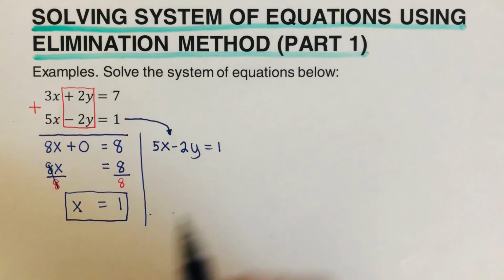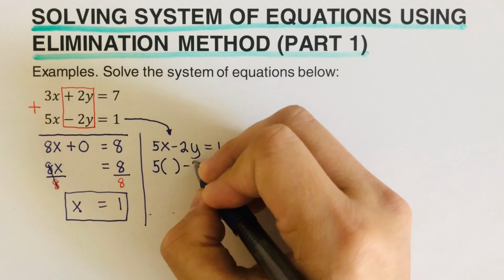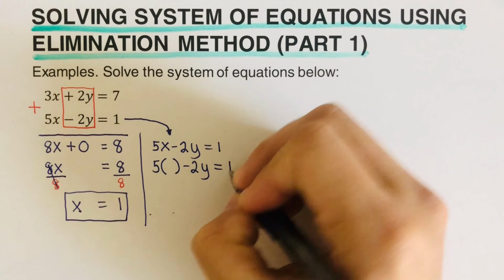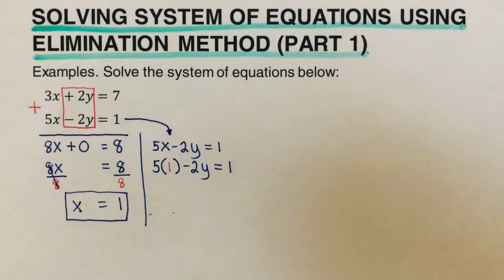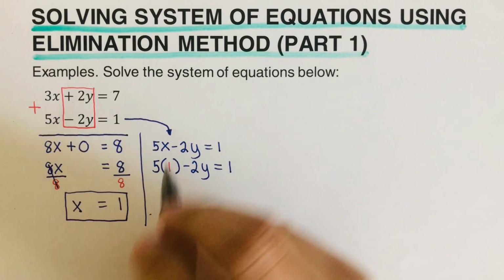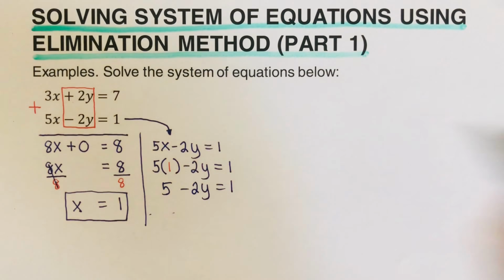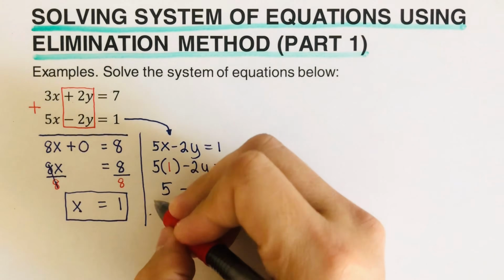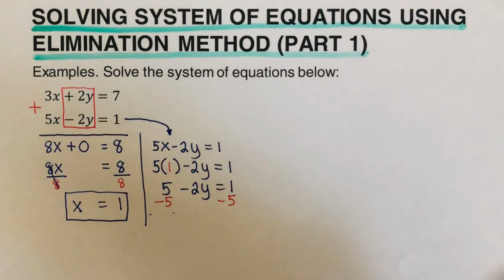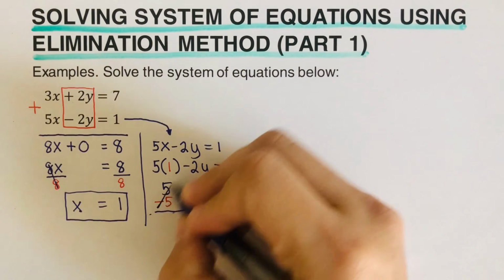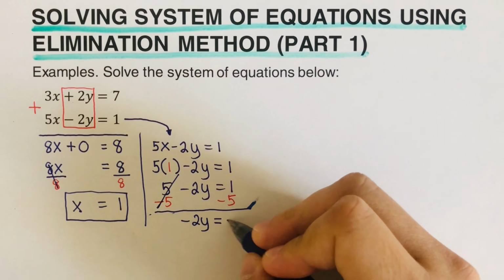Again, we plug in the x. So I'm just going to go ahead and write 5 parentheses minus 2y equals 1. The x here again is 1. So we can go ahead and do the math here. 5 times 1 is 5 minus 2y equals 1. We want y by itself. So we're going to subtract 5 from both sides. So then we are left with negative 2y equals negative 4.